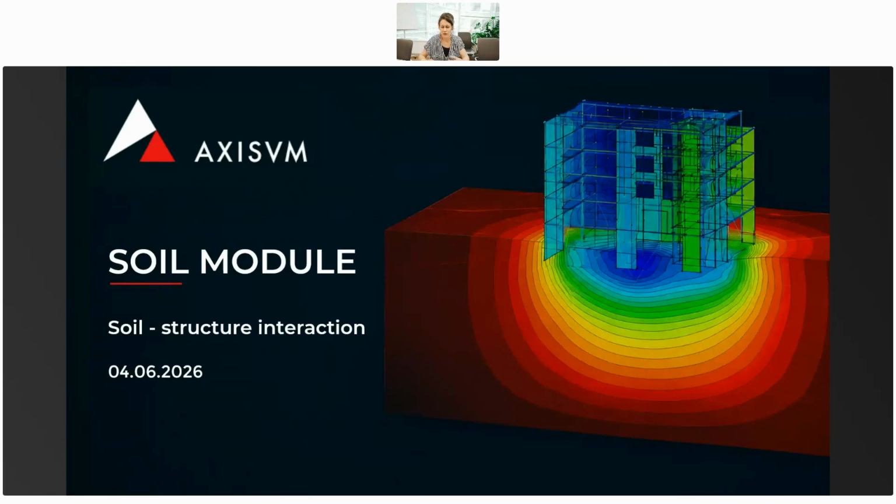When we discuss soil structure interaction, we often focus on settlements. However, it's not just about settlements. The subsoil influences how the structure behaves and how load transfer exists in the structure itself, and how the structure responds to the variable soil conditions. These effects are often underestimated. However, this effect can be significant. In this webinar, I would like to show how SOIL module can help to analyze this effect. Now let's dive into the topic.